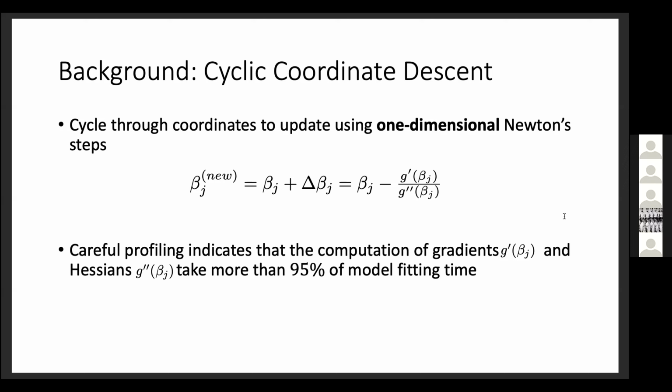Since our goal of this project is to speed up massive sample size survival analysis, the first step we need to do is to profile our existing code and figure out which part is the most time-consuming. Our profiling indicates that the computation of gradient and Hessians takes more than 95% of the total model fitting time. So that would be our target for parallelization.